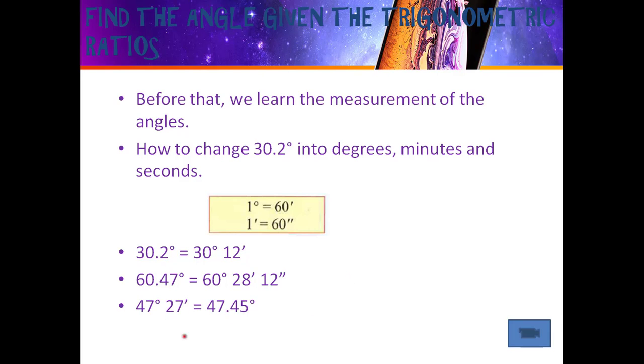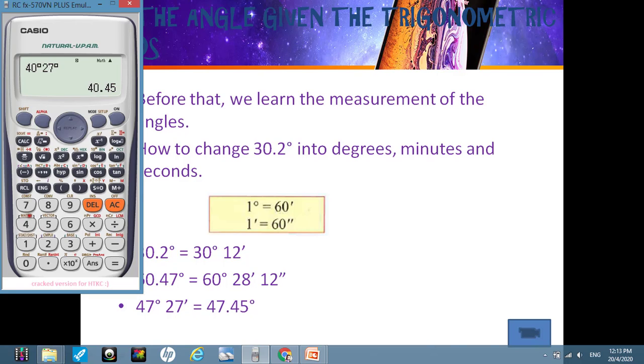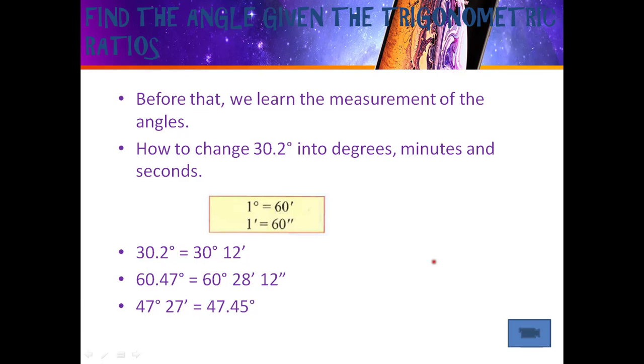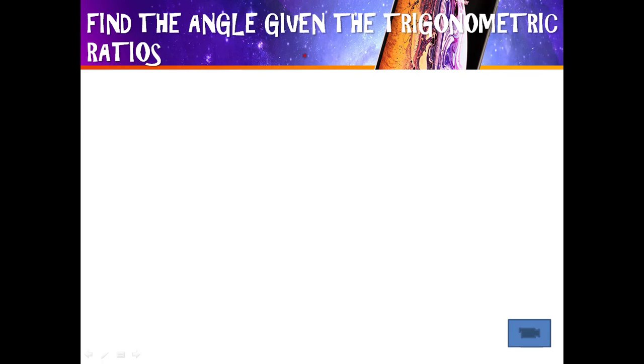Now, how are we going to use 47 degrees and 27 minutes? 47 degrees 27 minutes is equivalent to, and then you push the button back, 47.45 degrees.